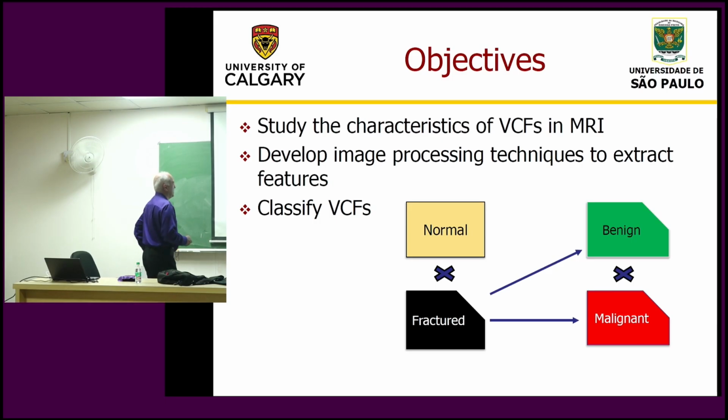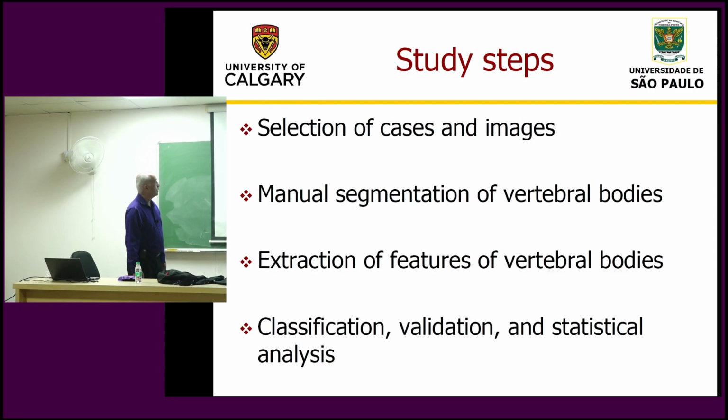So the objectives of the study were to look into the characteristics of vertebral compression fractures in MRI only, develop image processing techniques and classify them as normal or fractured first, and then if it is fractured, benign or malignant. We also tried 3-group classification.